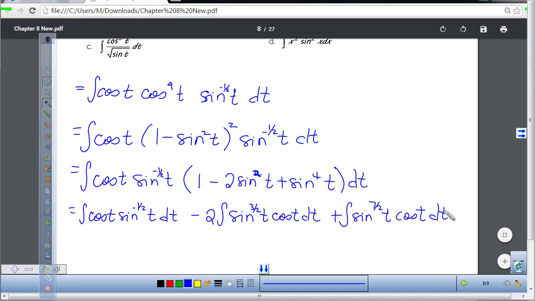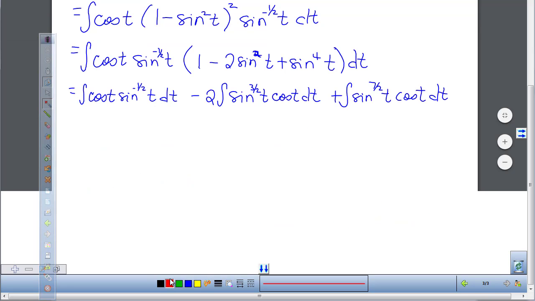Okay. But for each of these, we conveniently have cosine t dt present, which is the derivative if we let u be sine t. All right. Is that okay? So we don't even really have to do the substitution, but I'll write it just for the record. We're going to say u is equal to sine t, and du is equal to cosine t dt. Okay, and we've got exactly that for each of these.